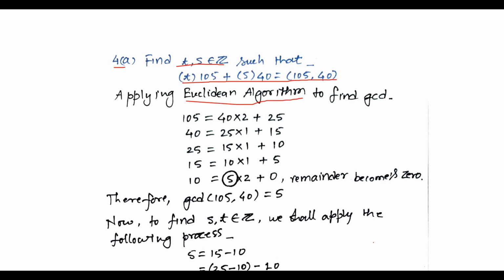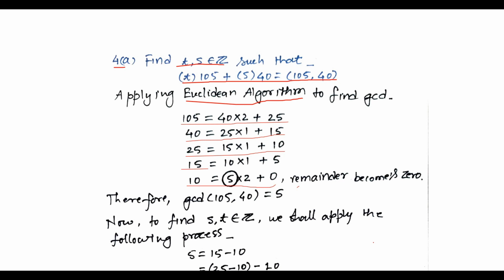105 is equal to 40 into 2 plus 25. 40 is equal to 25 into 1 plus 15. 25 is equal to 15 into 1 plus 10. 15 is equal to 10 into 1 plus 5. 10 is equal to 5 into 1 plus 0. Since the remainder becomes 0, 5 is the required GCD.